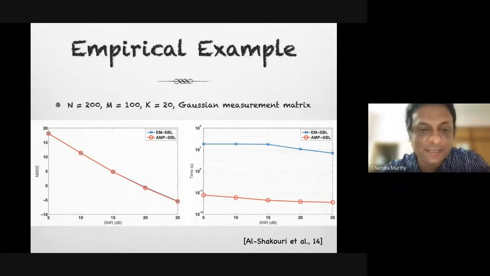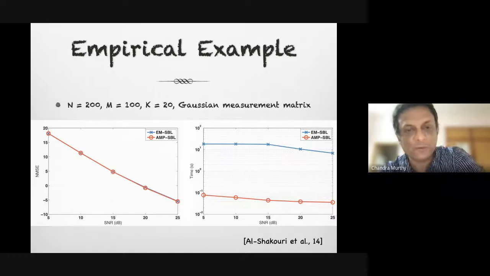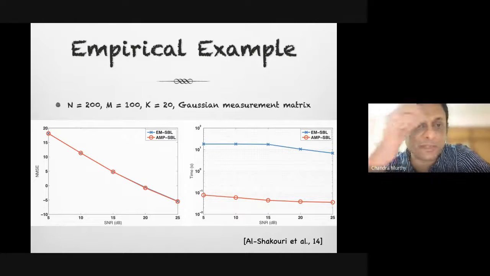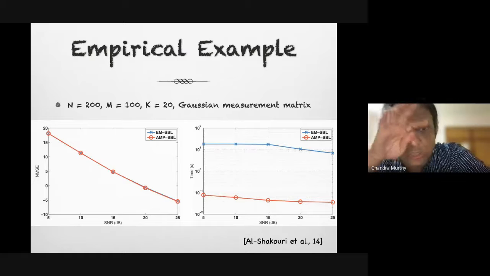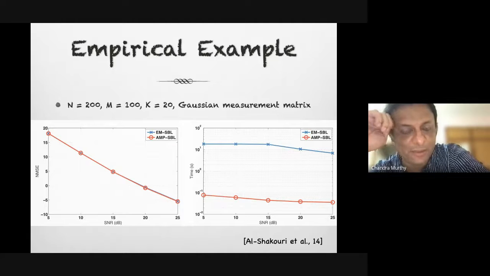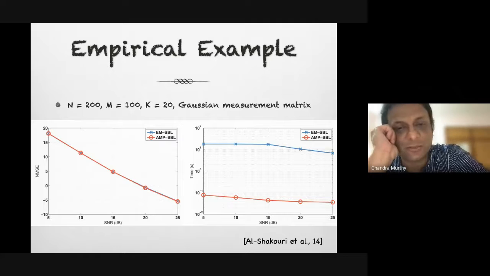So here is a simple empirical example where the goal is to try to recover a 20 sparse vector of length 200 using just 100 measurements. So you have 200 unknowns, you have 100 equations, but you know that, in fact, the algorithm doesn't need to know the sparsity level, but the sparse vectors were generated to have 20 arbitrarily chosen entries to be non-zero. And what is plotted here is the normalized mean squared error in recovering this sparse vector as a function of the signal to noise ratio.